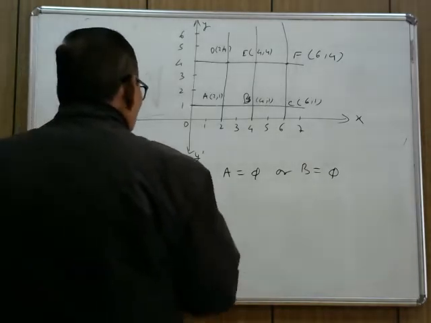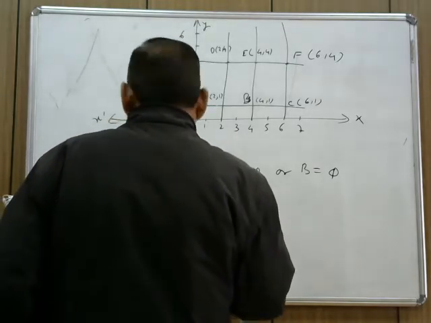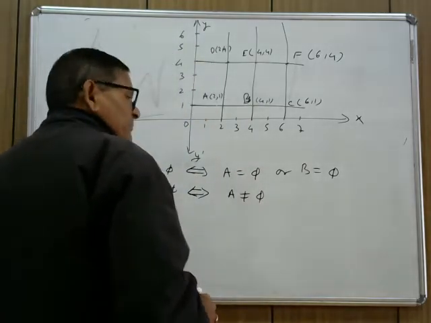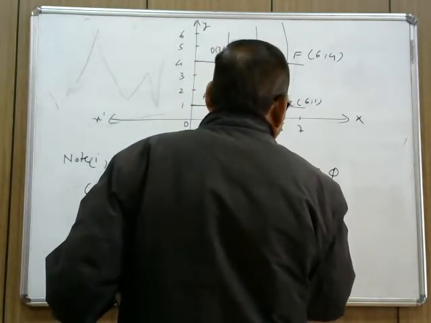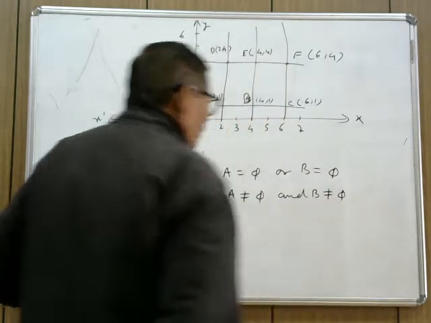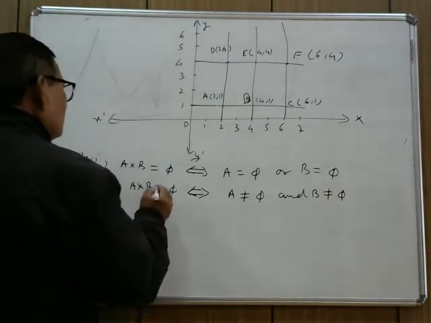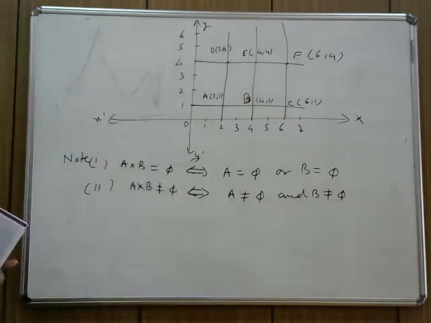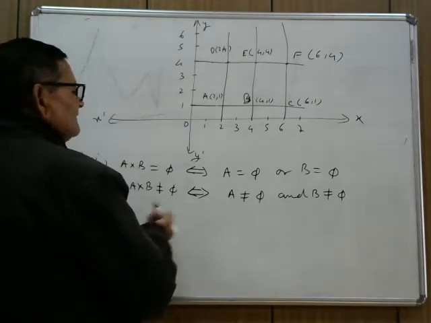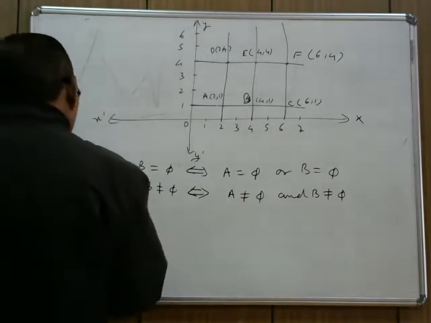A cross B is not equal to phi, meaning it is not an empty set, if and only if A is not phi and B is not phi. It is necessary that both are not empty. If both sets have some element, then A cross B also has some element. If A cross B is not equal to phi, then this implies that A and B both are not empty.